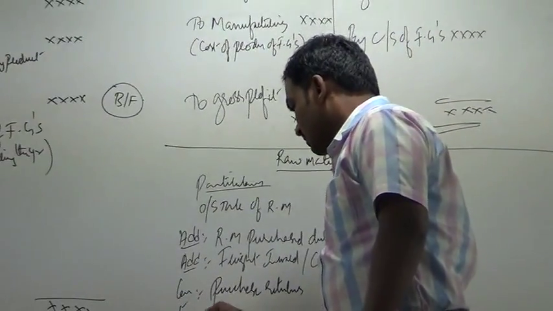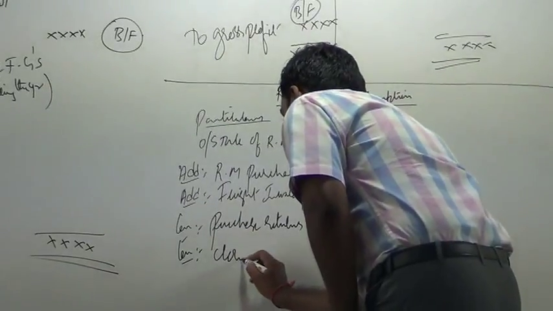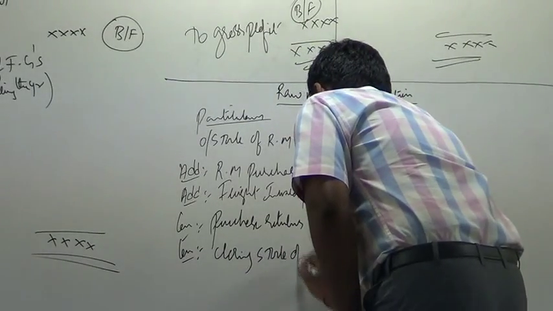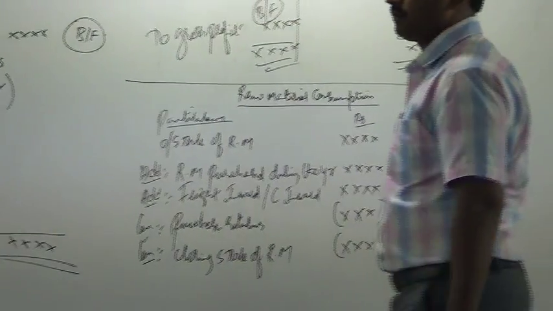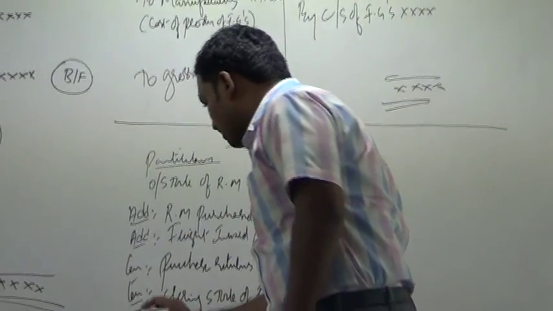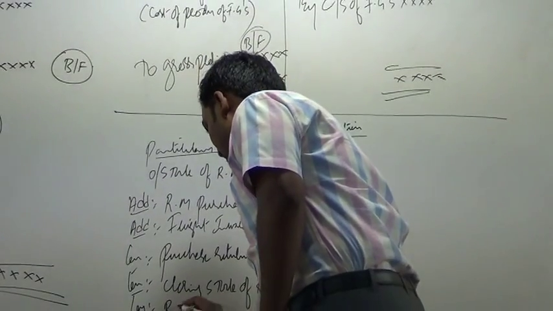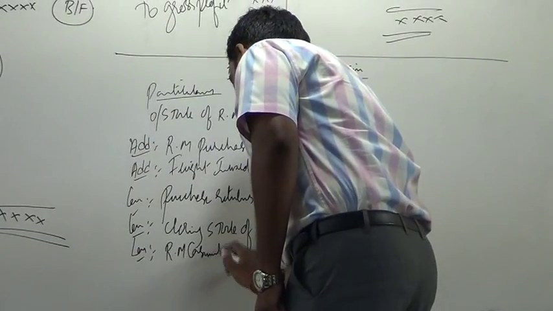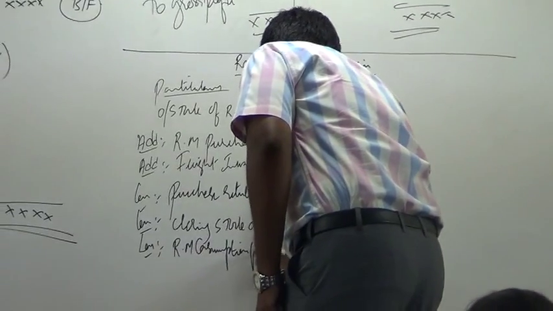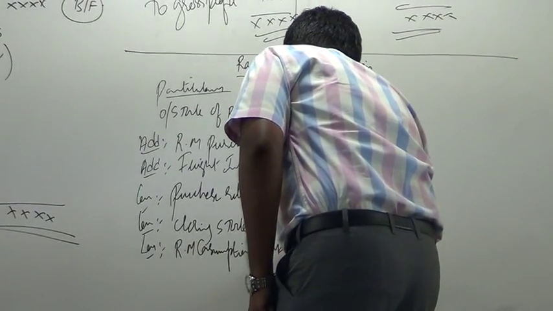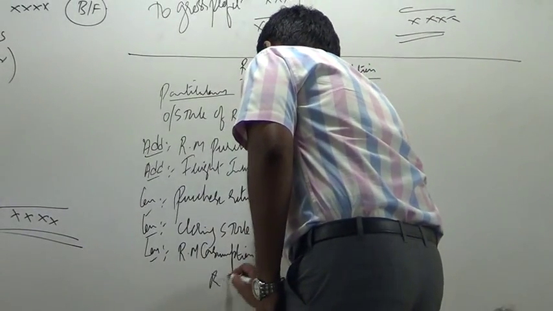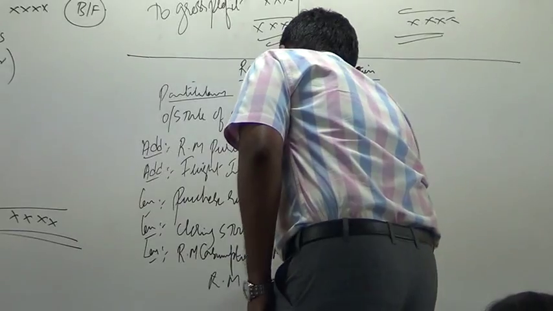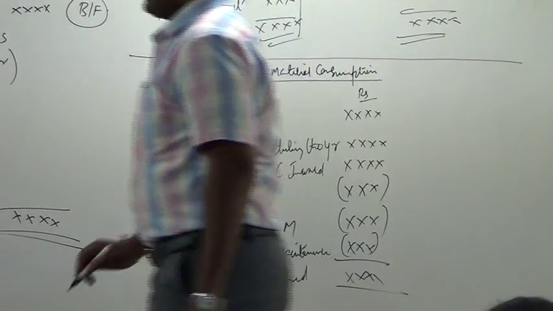Less closing stock of raw material. You can also do one more item: less raw material consumption for maintenance. You get raw material consumed.